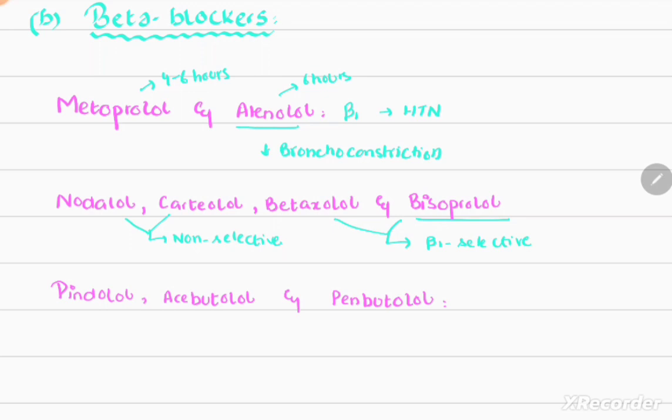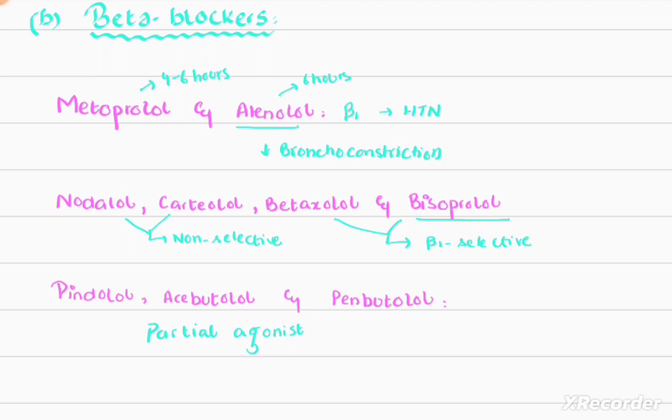Increase in dosage to obtain a satisfactory therapeutic effect should take place no more than every 4 to 5 days. The third class, which contains pindolol, acebutolol, penbutolol, all these drugs are partial agonists as well, which means that they will interact with the receptor and produce a very little agonist effect as well. And they have intrinsic sympathomimetic activity.